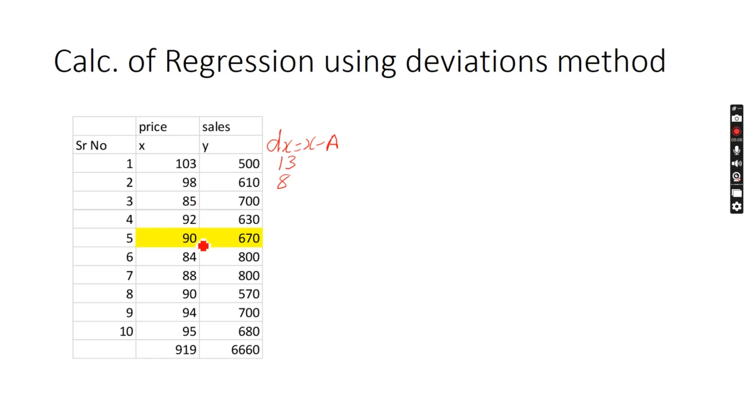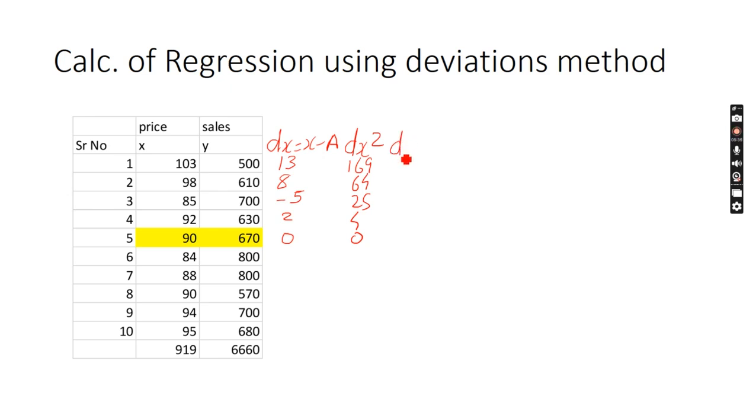85 minus 90. Now I'm subtracting a bigger number from a smaller number, so I will get the answer minus 5. Do not ignore the sign. 92 minus 90 is 2. Similarly, you find all the values of dx and add them up. Now next, I need dx square. So dx square is nothing but the square values of dx. So 13 square is 169, 8 square is 64, 25, 4, 0.